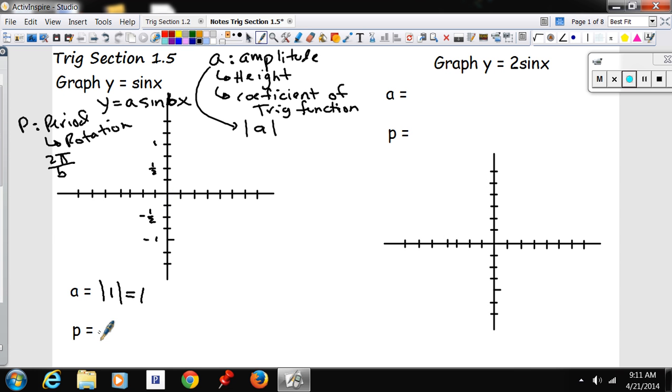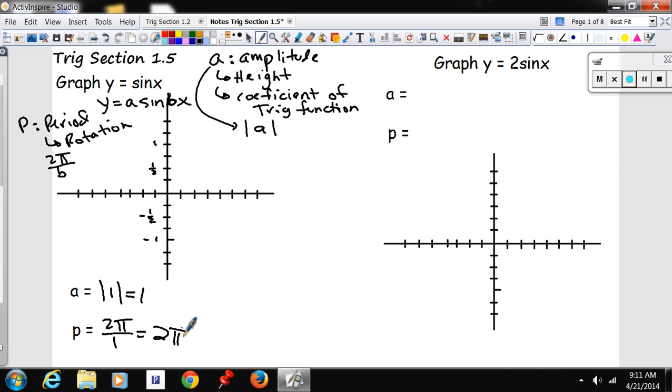Now, what's my period in this graph? It's 2 pi divided by whatever's in front of x. What number's in front of x here? It's just a 1. So it's 2 pi divided by 1, which is 2 pi. So my period is 2 pi.